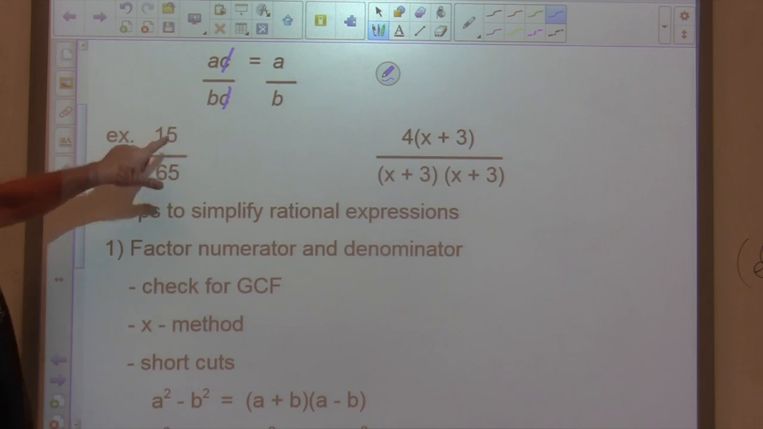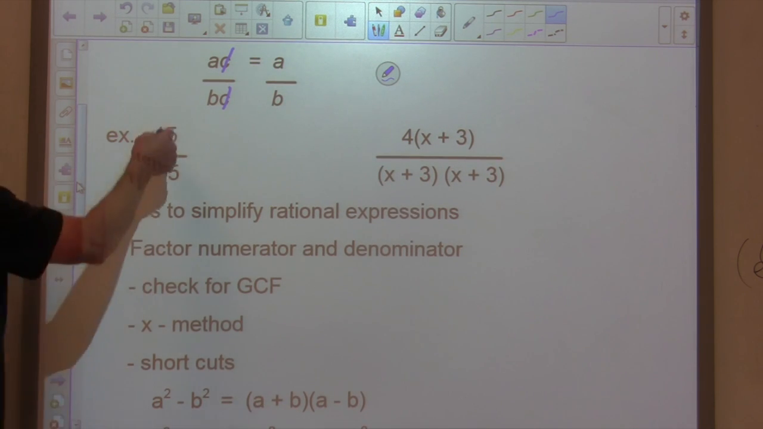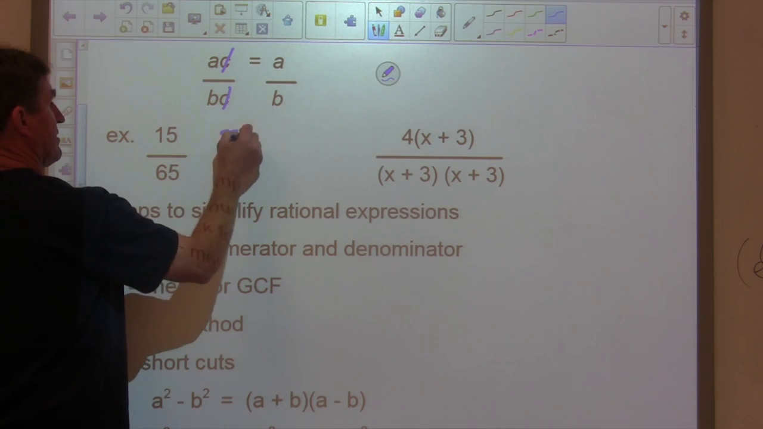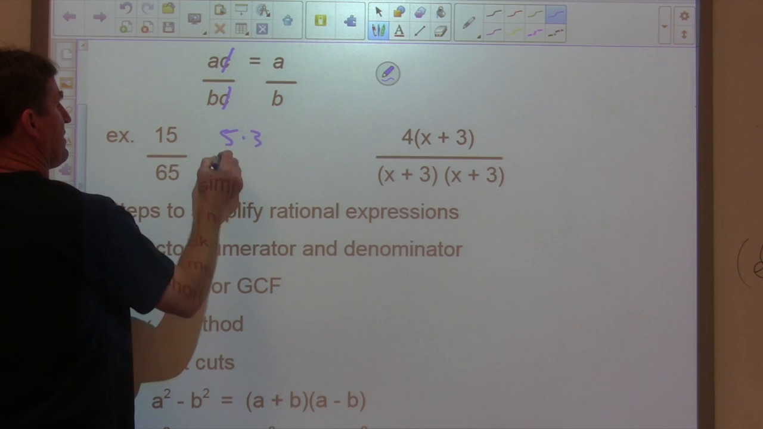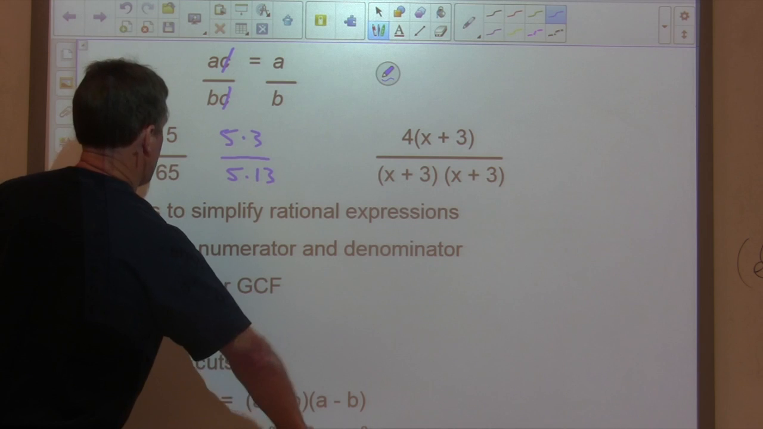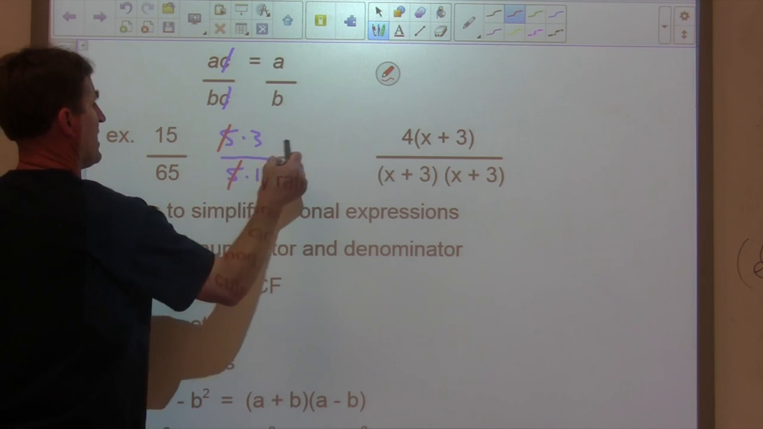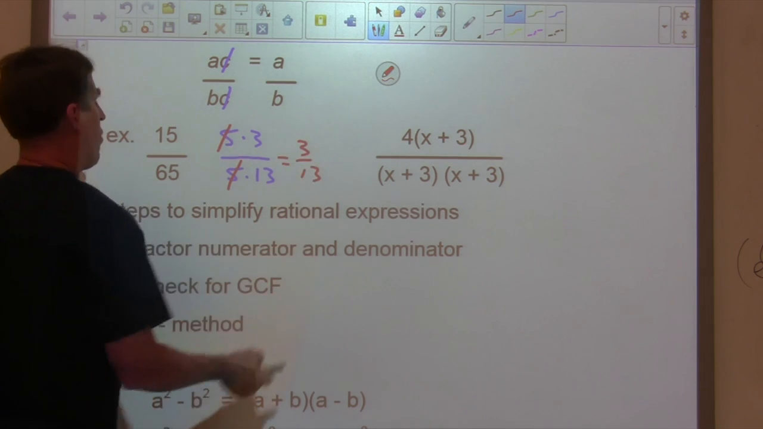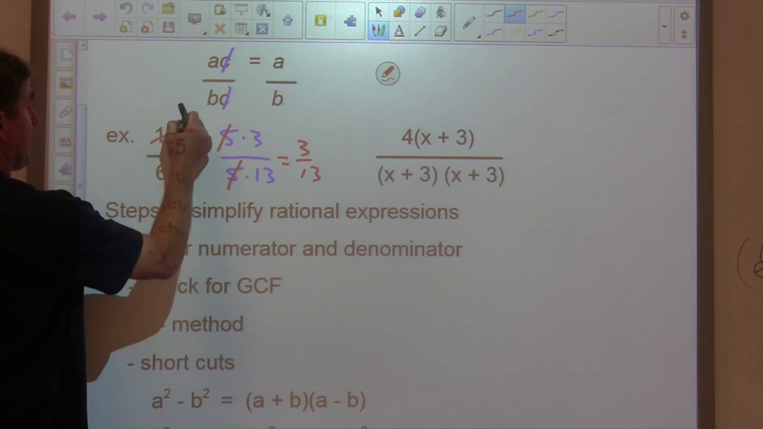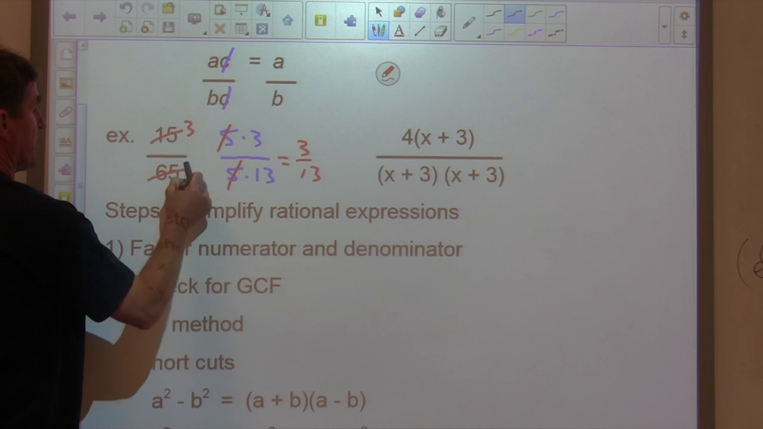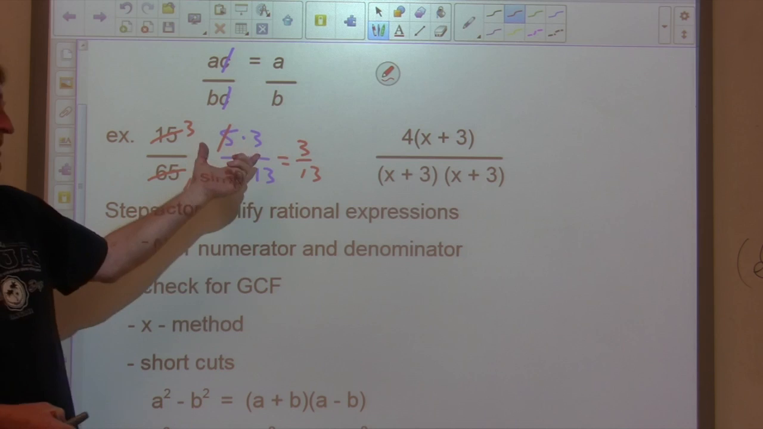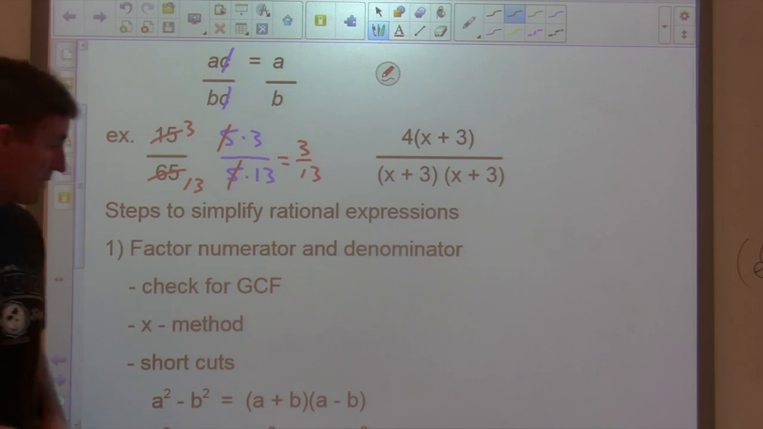So if we go to this first example, 15 over 65, now there's a couple ways you can do it. You can factor it, and factor that into 5 times 3, and this into 5 times 13, and then we can cancel the 5s and get to 3 over 13. Or you can just say in your head, oh, 5 goes into 15 3 times, and 5 goes into 65 13 times, and go directly to that. So you don't necessarily have to factor it.